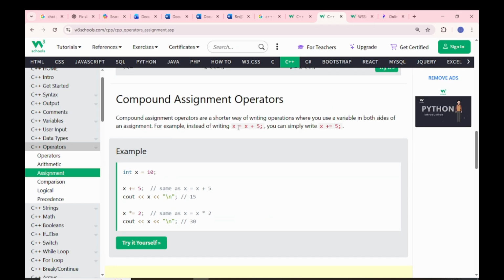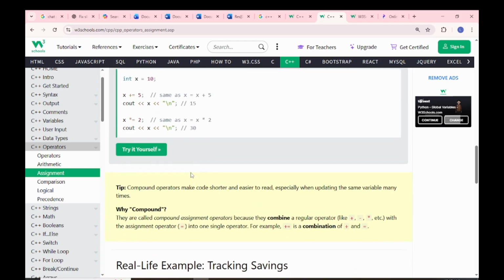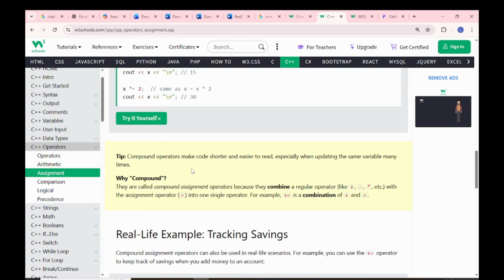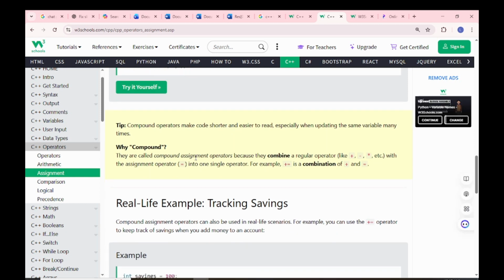Compound assignment operators are a short way of writing operations where you use a variable on both sides of an assignment. For example, instead of writing x equal to x plus 5, you can simply write this one. Tip: compound operators make code shorter and easier to read, especially when updating the same variable many times. Why compound? They are called compound assignment operators because they combine a regular operator like plus, minus, etc. with the assignment operator into one single operator. For example, plus equal is a combination of plus and equal.